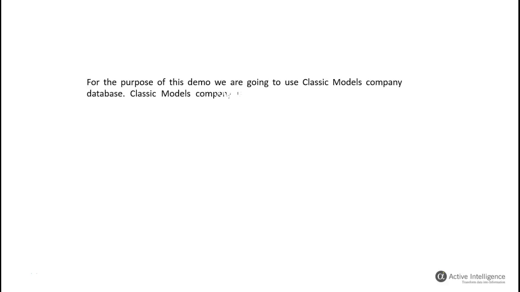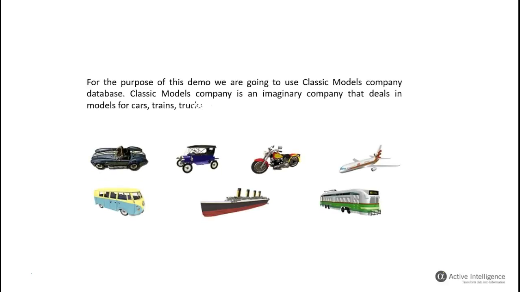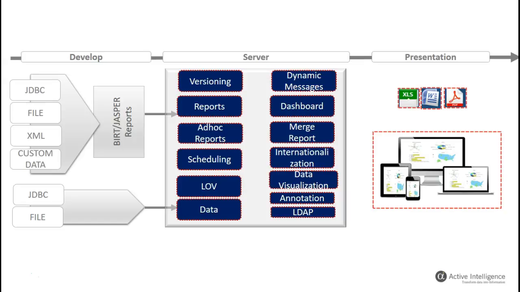For the purpose of this demo, we are going to use the Classic Models Company database. Classic Models Company is an imaginary company that deals in models for cars, trains, trucks, motorcycles, buses, and ships. In this video, we are going to cover the highlighted features.